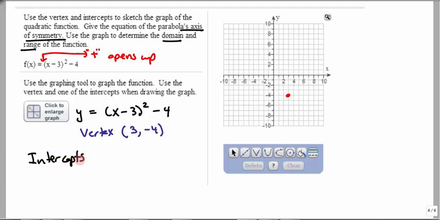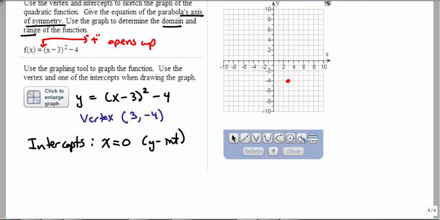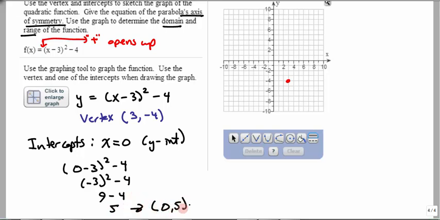So if we look at the intercepts, I think the easiest thing to do is to let x equal 0. So this is our y-intercept. For x equals 0, what we would do is put a 0 in for x and then solve. 0 minus 3 is a negative 3. Negative 3 times negative 3 is 9. 9 minus 4 is 5. So that tells me that I have an ordered pair of 0, 5 for my y-intercept. So here's 0 and then up 5. This is my y-intercept.